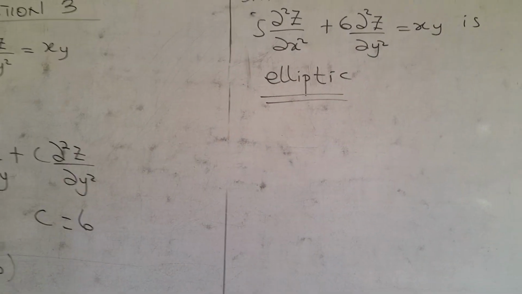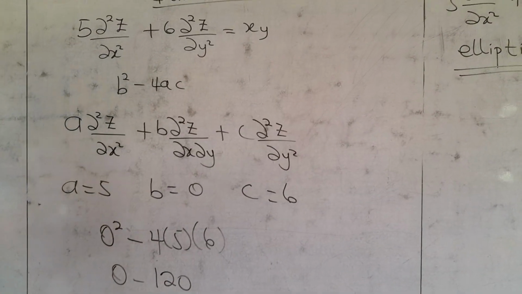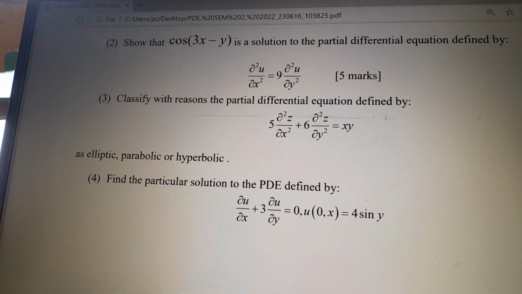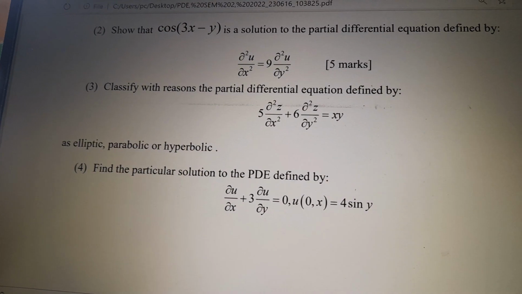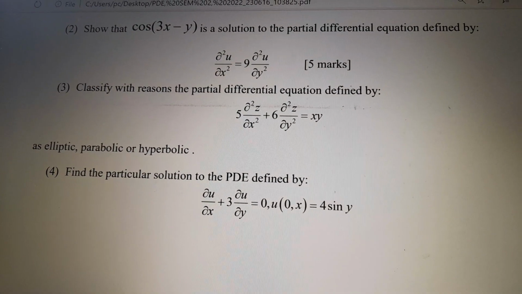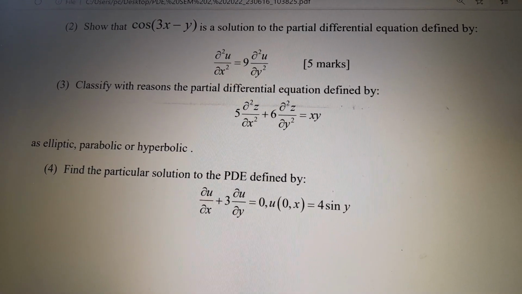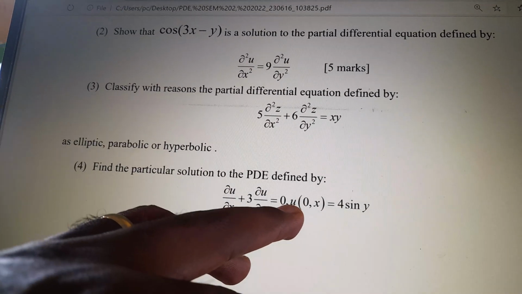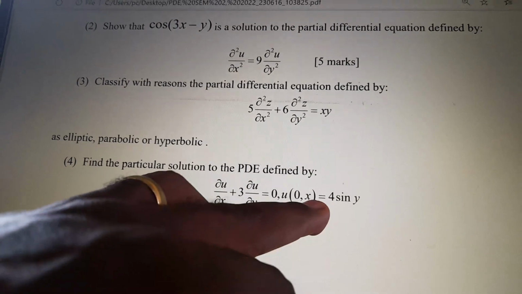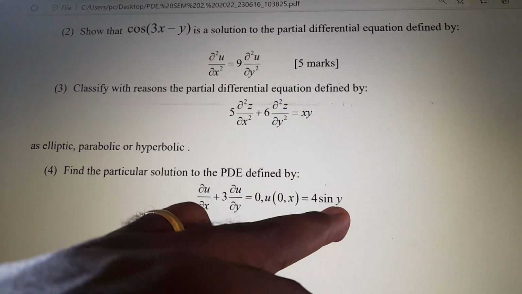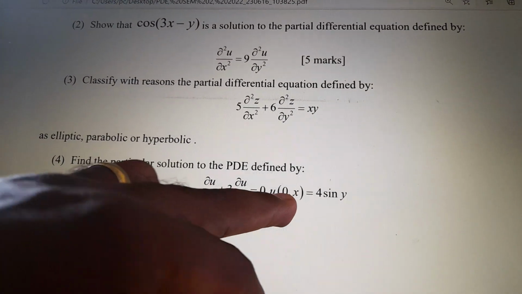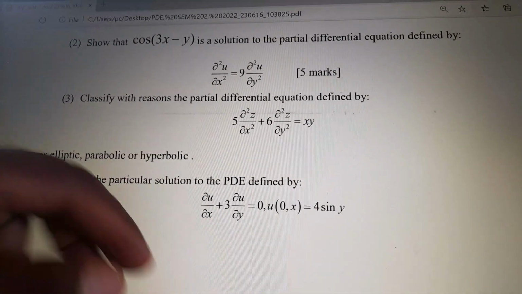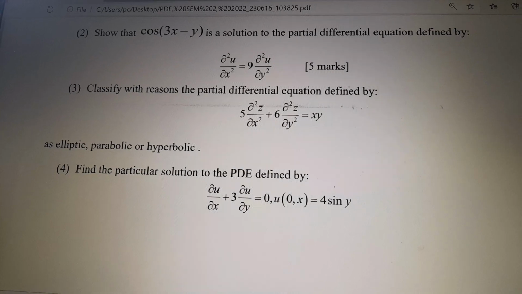Our next stop is question number 4. So our fourth question says we should find a particular solution to the partial differential equation defined by del u over del x plus 3 del u over del y equal to 0 with a boundary condition u of (0, y). It should be y because of the horizontal. So it's u(0, y) equal to 4 sine y. So how do we go about it?